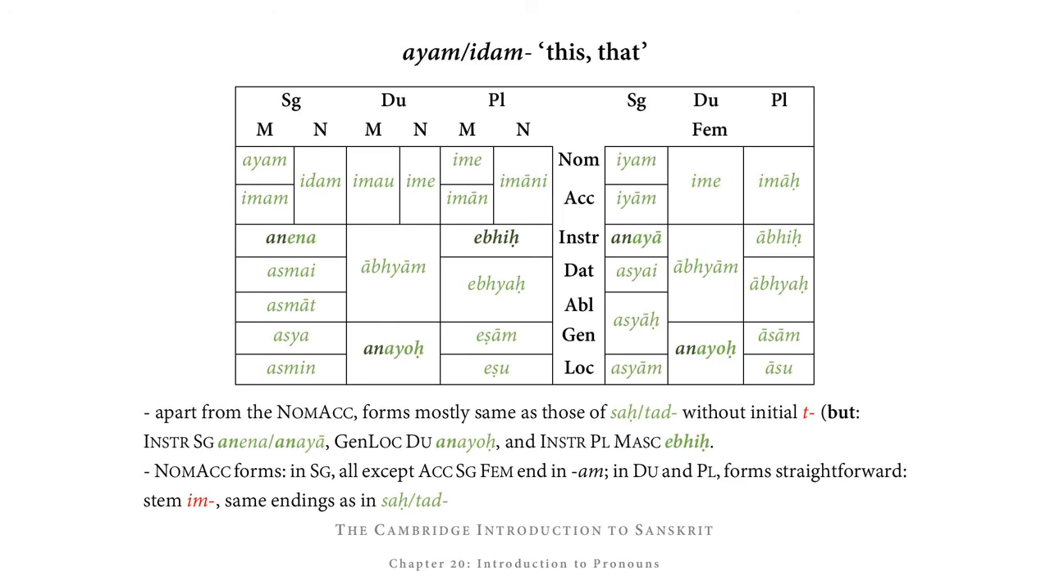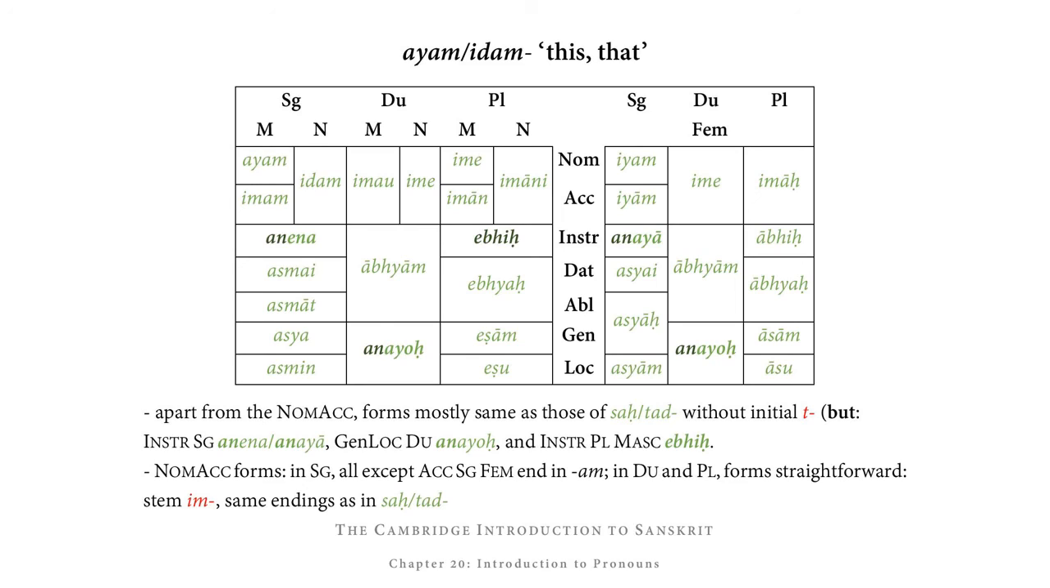That leaves us with nominative and accusative, and there what we have is, in the singular, almost all forms ending in am. So we have ayam, imam in the masculine, idam in the neuter, and iyam in the feminine. So there's one form that doesn't end in am but in am, the accusative singular feminine. And these forms don't really look like nominatives, don't really look feminine, and so on. And so those basically need to be straightforwardly memorized. Ayam, imam, idam, iyam, imam.